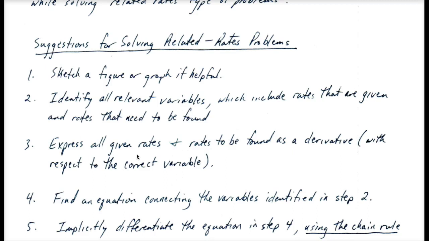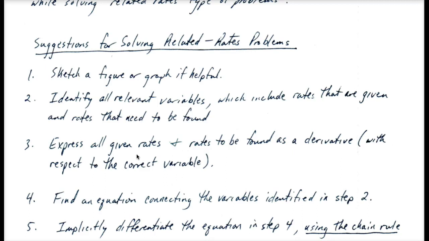We also want to express all given rates and rates to be found as a derivative with respect to the correct variable. For instance, if we have variables x, y, and w in an equation, and all those variables are related to each other by a time variable, then although it may not be explicitly stated in the equation or problem, we need to make sure that all of our derivatives are with respect to t, where t represents time.